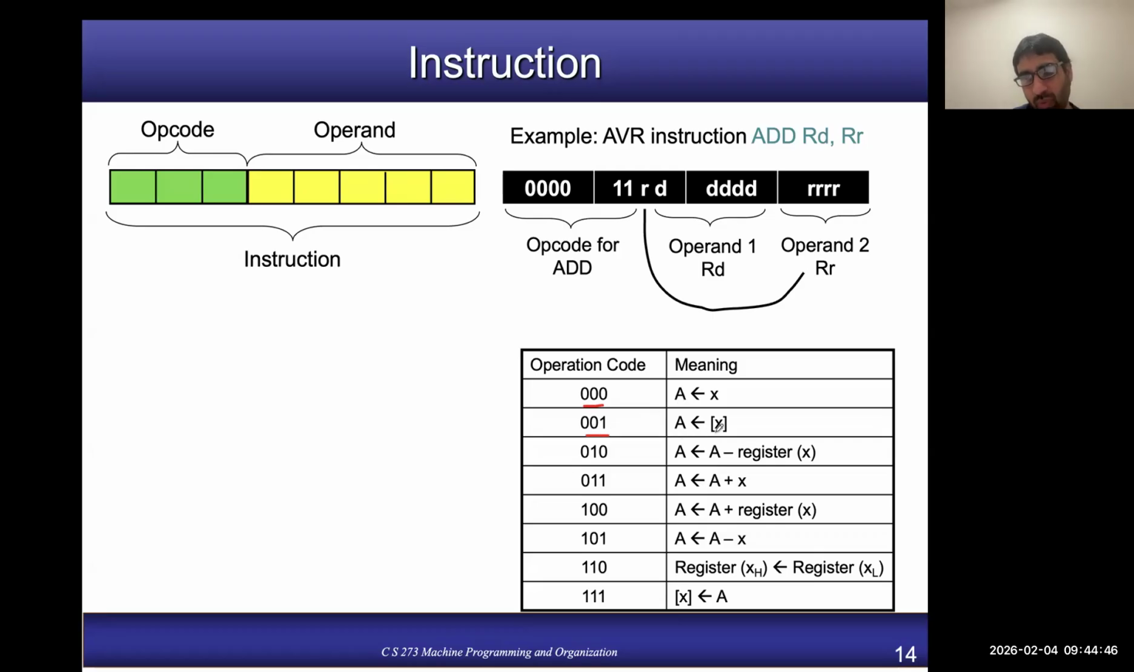001 means, let's say, move data from some memory address X into register A. 010, we can say we are reserving it for the operation which means subtract the value of some register X from A and write the result back in register A, right? And 011. These are not the exact opcodes used by ATmega 328P. We are just giving you an example.